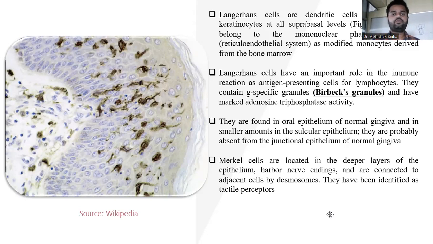Merkel cells. Now we have spoken about your melanocytes. We have dealt with Langerhans cells. Now Merkel cells are located in the deepest layers of the epithelium and they harbor the nerve endings. You need to just remember this much at least, that they harbor the nerve endings and they are located in the deeper layers of your epithelium.